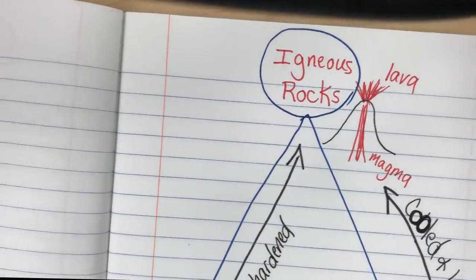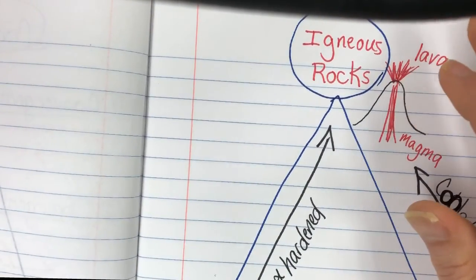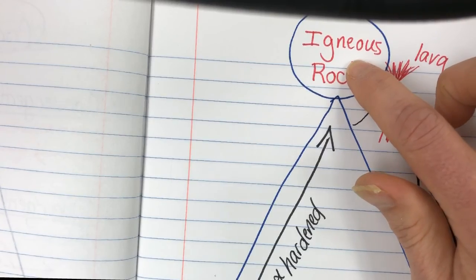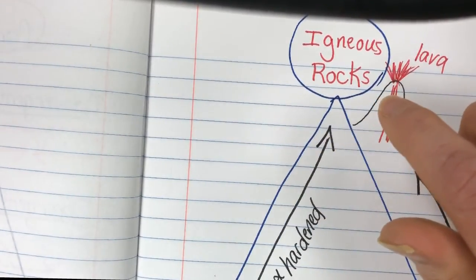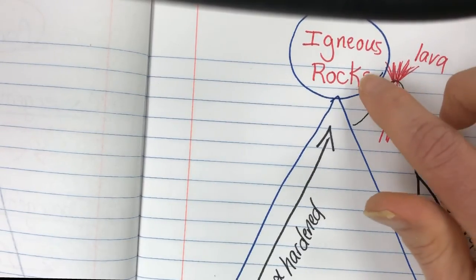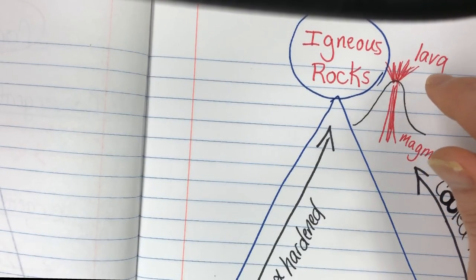Okay, we're gonna go over to this side, the left side of the triangle. If this igneous rock was broken into pieces, okay, and we have a word for that. For something to be broken down, it's called weathering. And then erosion carries it away.